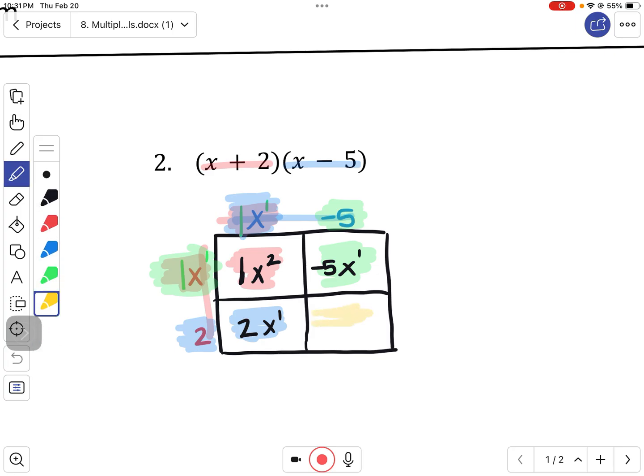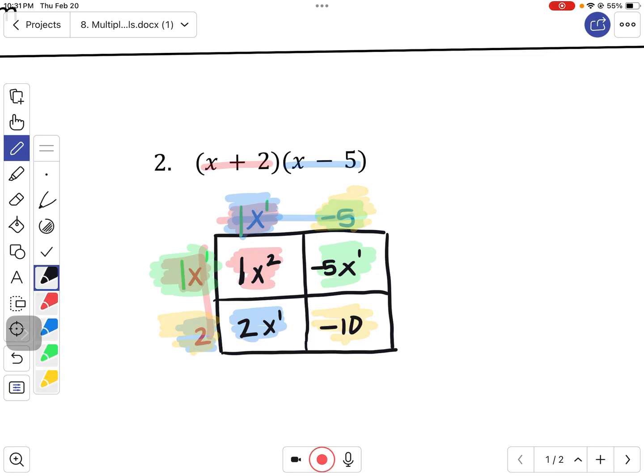And finally, I want this box right here. So I'm going to go all the way to the top, and I'm going to go all the way on the left side. I have a positive 2 and a negative 5. That's going to give me a negative 10.